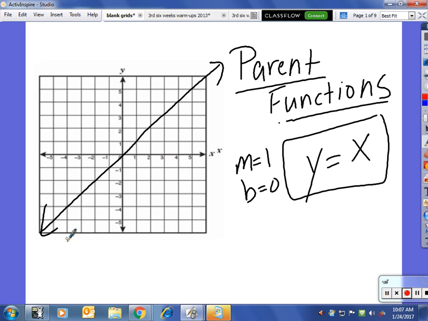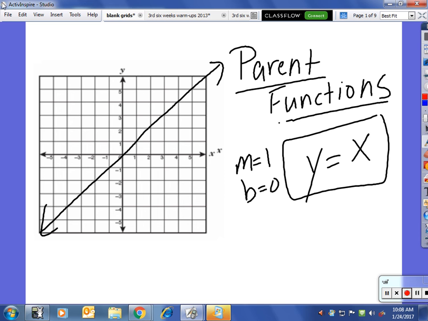Now, the value of a, remember, controlled up or down, and it controlled wide or narrow. What do you think slope is going to control on a line? It's going to control the incline, the steepness, absolutely. Very good, Mia. You are on a roll today. The slope controls the steepness. What else does it control? It controls one other thing.